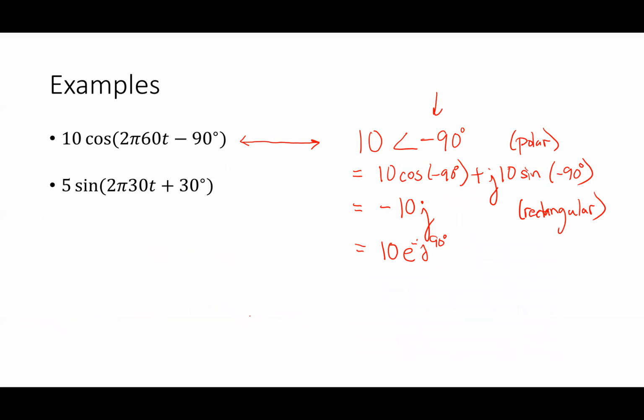So if I gave you 5 sine 2 pi 30t plus 30 degrees, what would that be if I had to give a phasor for that? 5 sine 2 pi 30t minus 90 plus 30. Well, yeah, you could do it that way. So that's equivalent to 5 cosine 2 pi 30t plus 30 degrees minus 90 degrees. So what's that phasor wise? Negative 60. Yeah, 5 with an angle of negative 60. All right, so we're going to use that often.